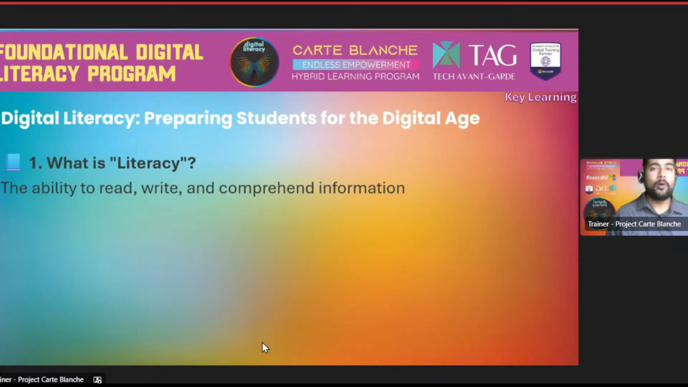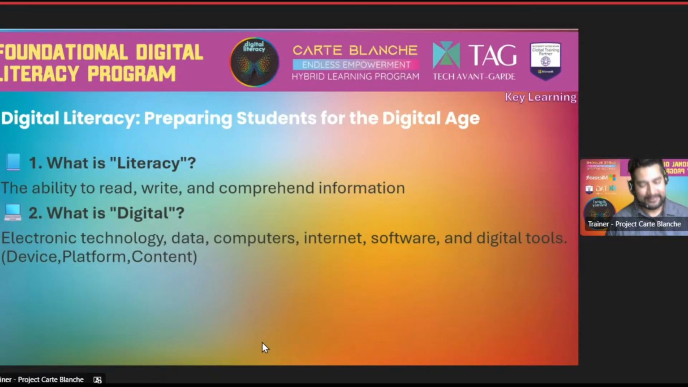It doesn't mean that people who are literate are also digitally literate, because digital literacy is a new concept where people should know how to use digital tools responsibly and for their productivity. So what is the digital world? Electronic technology, data, computer, internet, software, everything comes under the digital, right? So that's a digital platform. Whether we talk about any device, any platform, or any content, that's part of the digital system.